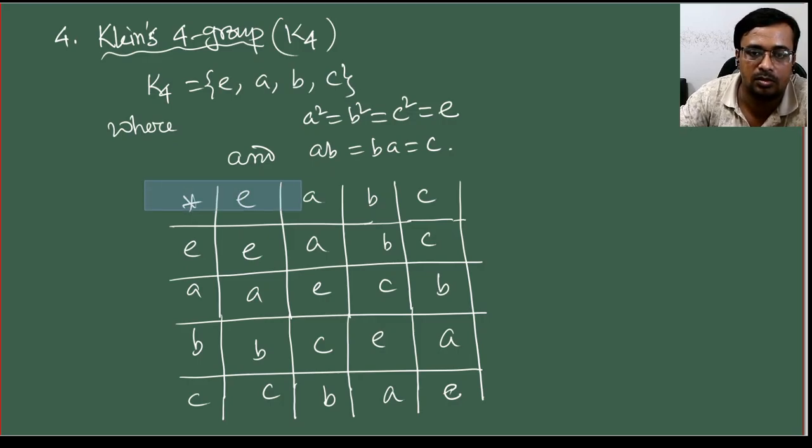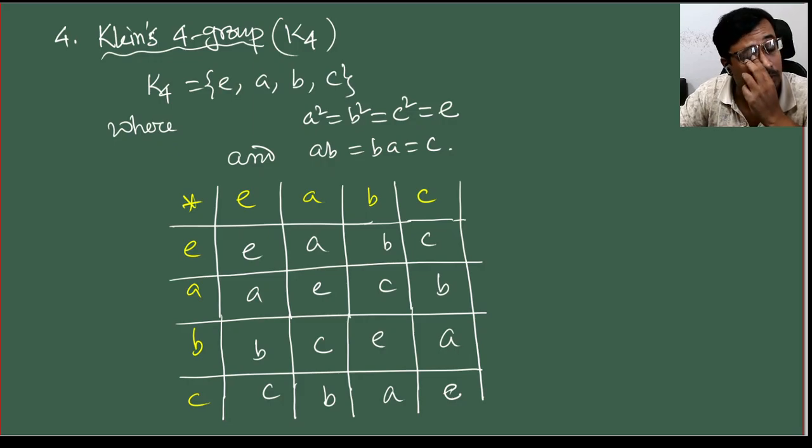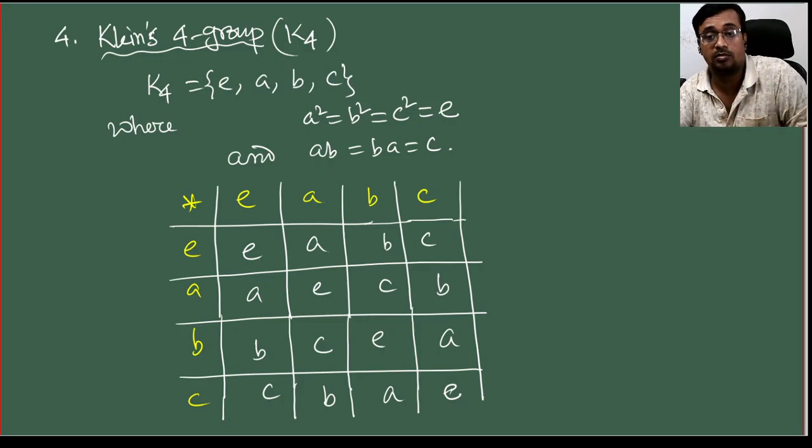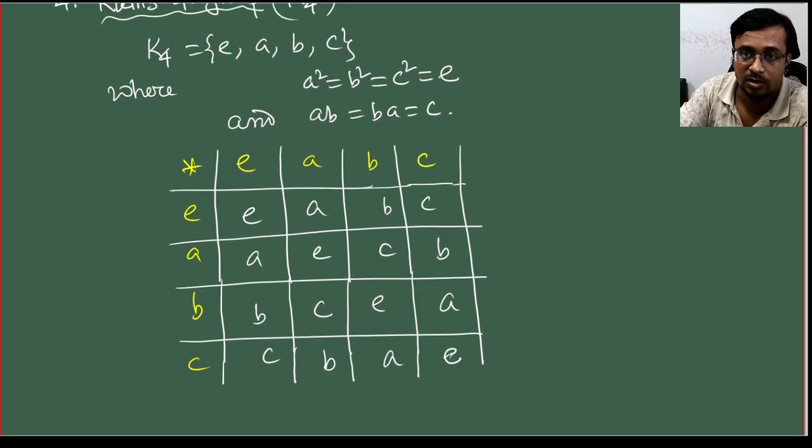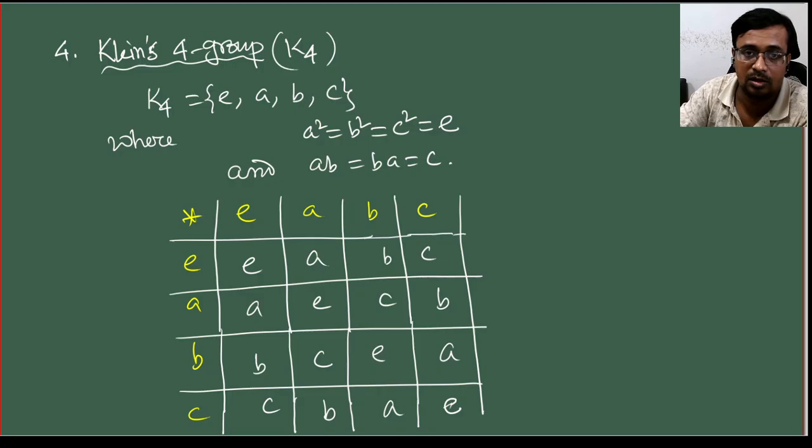Okay. So this is the multiplication rule, or the binary operation, defined by this table for the group K4. You see that this satisfies all the axioms for a group. So this is a group containing 4 elements. This is called the Klein 4 group. Okay.